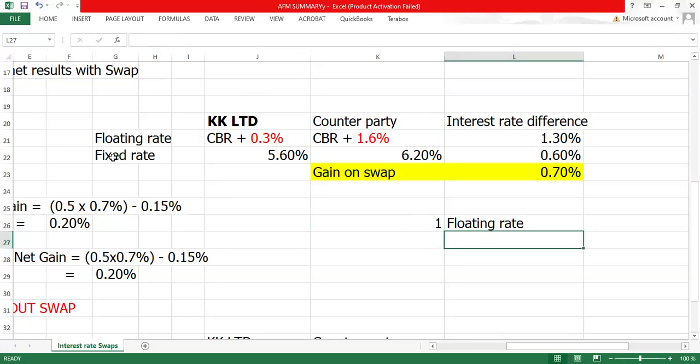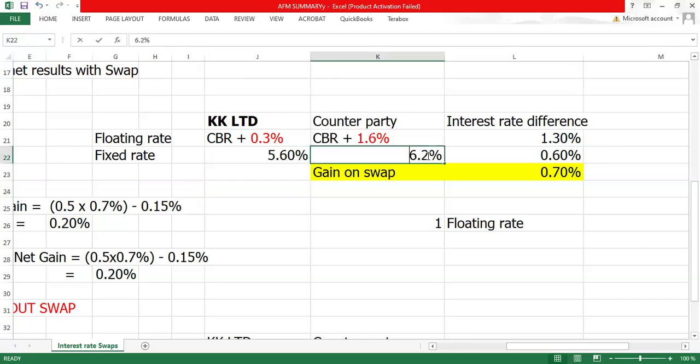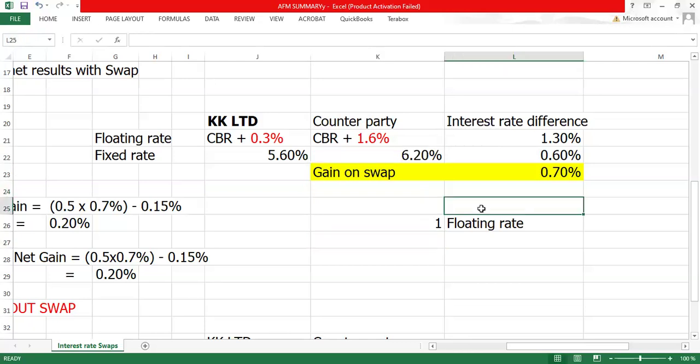floating rate. The question is, does it also benefit when it is paying fixed rate, or it does not benefit? Let's also look at this. KK Limited, fixed rate is paying what? 5.6, but the other counterparty is paying what? 6.2. Does it benefit? Here we are looking at our company hedging. Does it benefit? Yeah. Still it is paying lesser. Still it is benefiting. So you see here, it is benefiting in two rates.